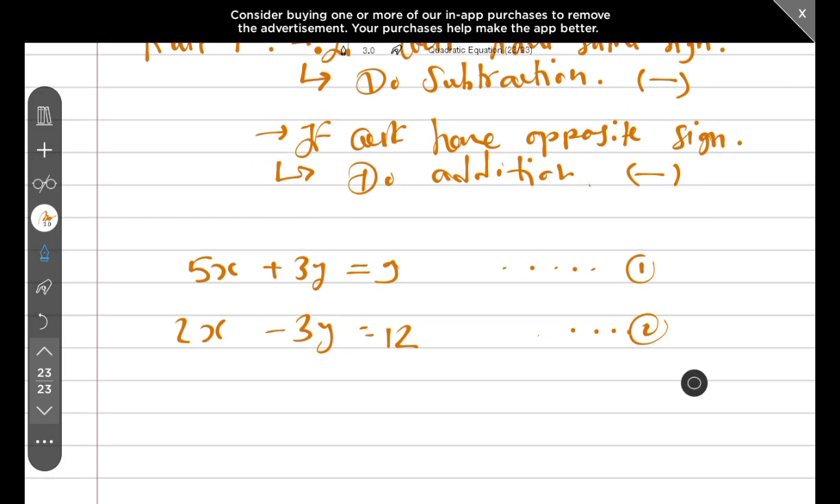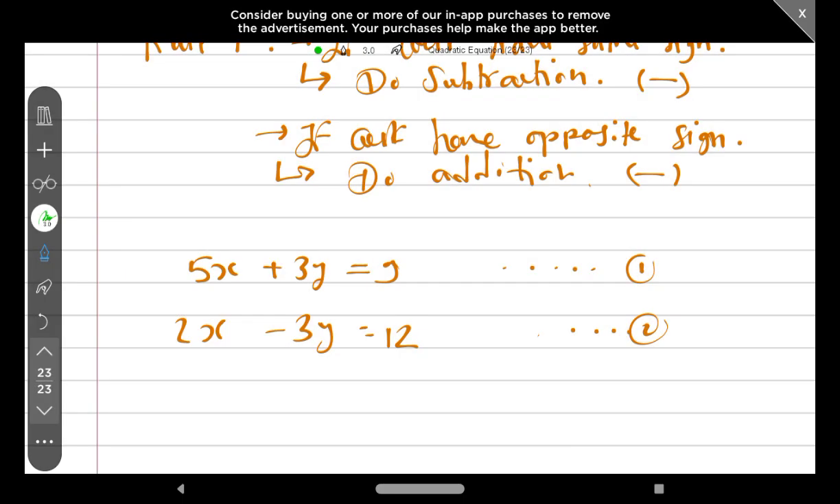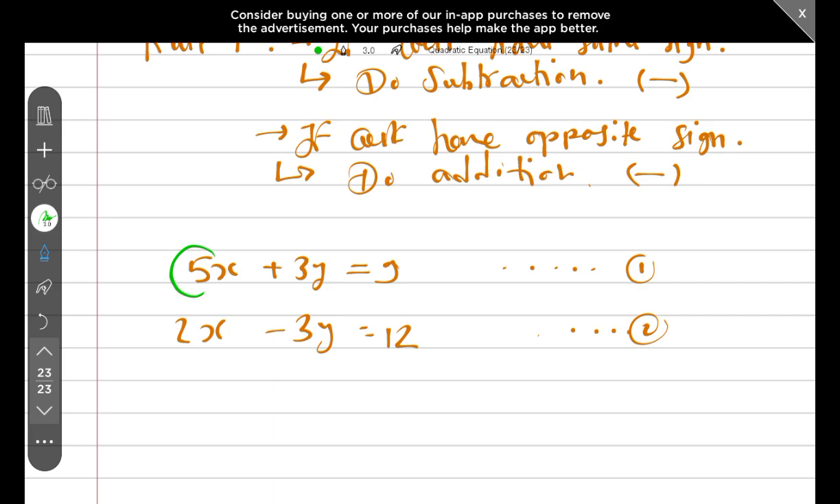Now just observe whether the coefficients of the given equations are the same or not. See, here the coefficient is 5, here it is 3. Here it is 2, here it is again 3. Now just observe carefully.